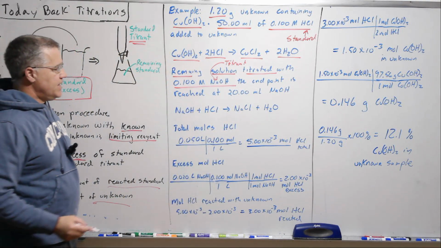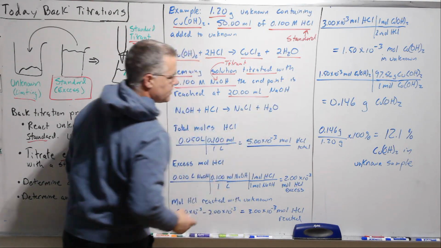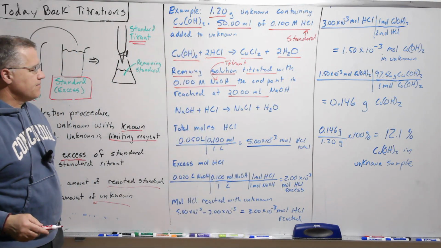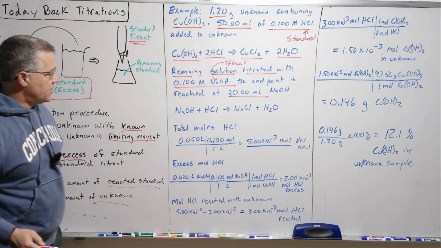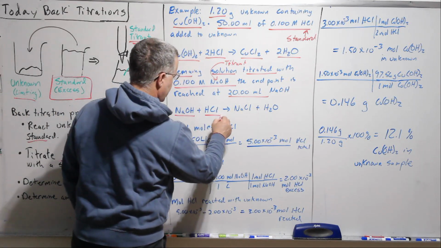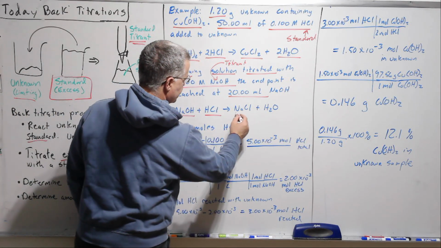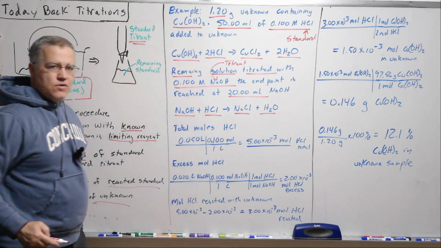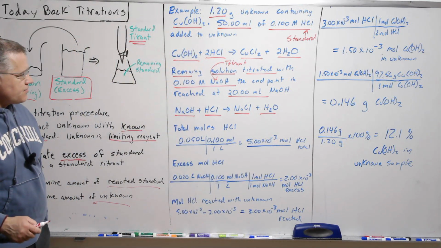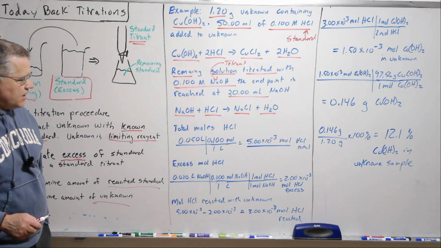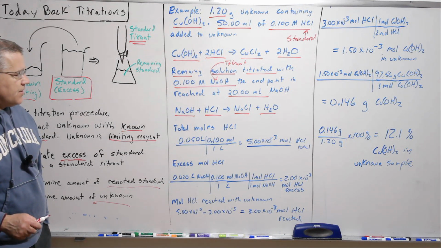And we reach the end point at 20 mils. Okay, so that's what happened in this example, we'll say. Well, what's the titration reaction? One we've used a lot: sodium hydroxide and HCl give sodium chloride and water, 1-to-1 stoichiometry. So let's go ahead and calculate the things we need.